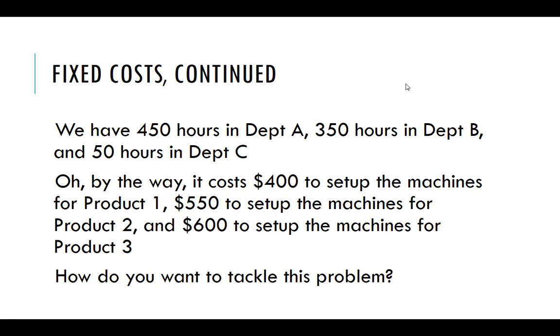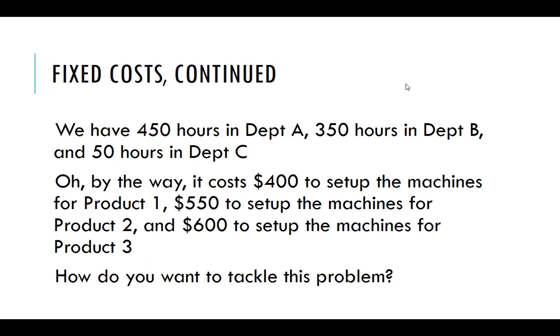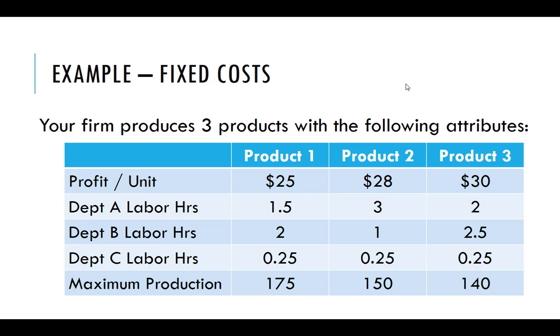So, how do you want to try to tackle this problem? Well, let's think about this. What we could do, and I'm not saying this is the right way to do it, but a first attempt might be, let's set the thing up and ignore the fixed cost for the setup and maximize the profit per unit, and then take the fixed cost out of that optimal solution and see what happens. So let's try to do this in Excel.